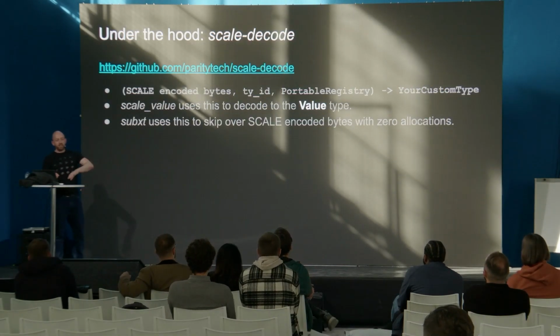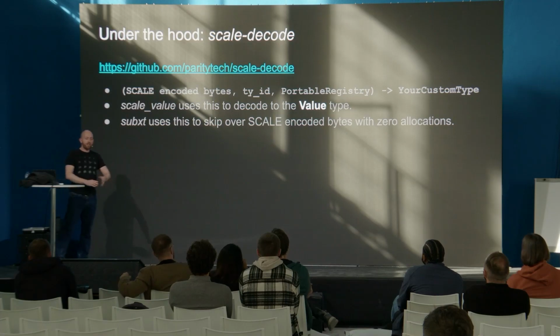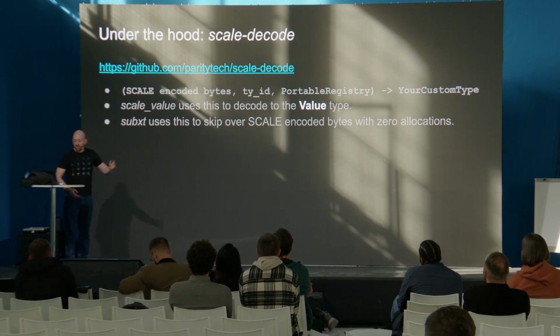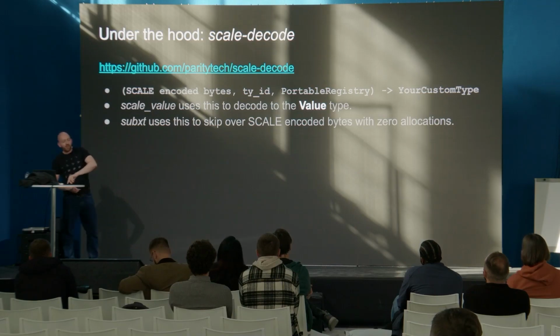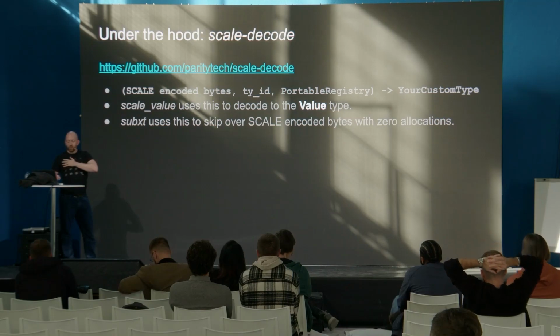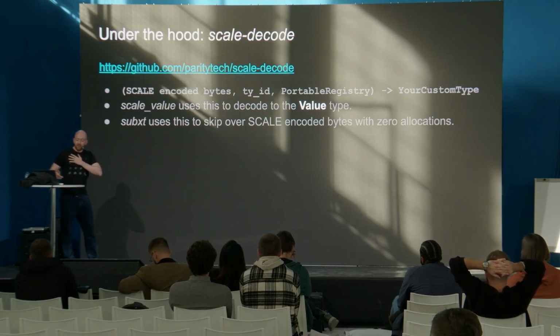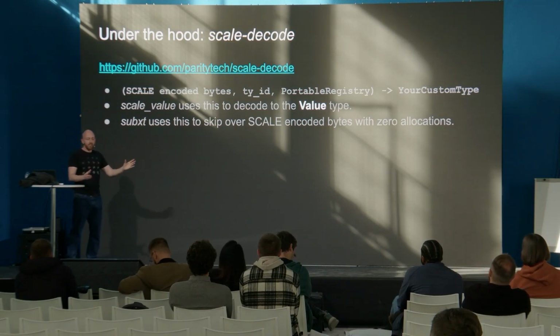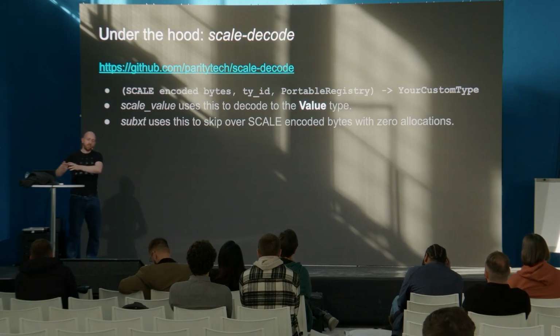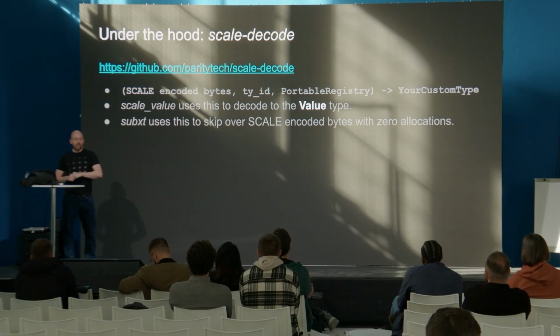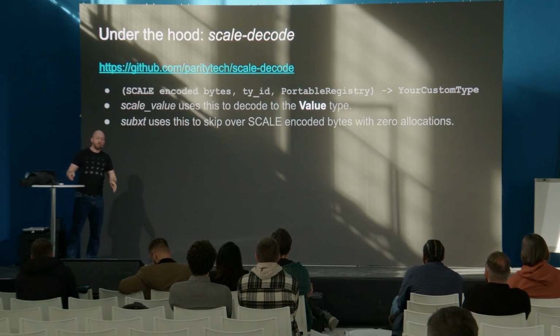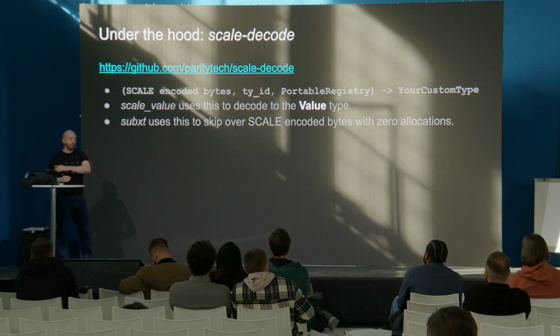But if you want to go a little bit deeper, maybe you don't like the value type. Maybe the value type allocates too much, or maybe it doesn't give you the flexibility you want. Well, scale value itself relies on some other crates to handle the decoding and encoding stuff. So maybe what you're interested in doing is taking some scale-encoded bytes, a type ID, and the registry of types, and outputting your own custom type. Scale-decode can do that for you.